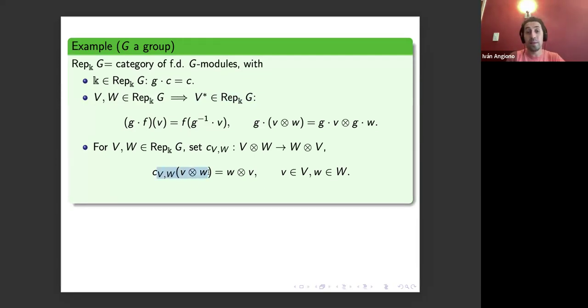And this is a kind of transposition that we want. When we do it twice, we get the identity. This is fine.